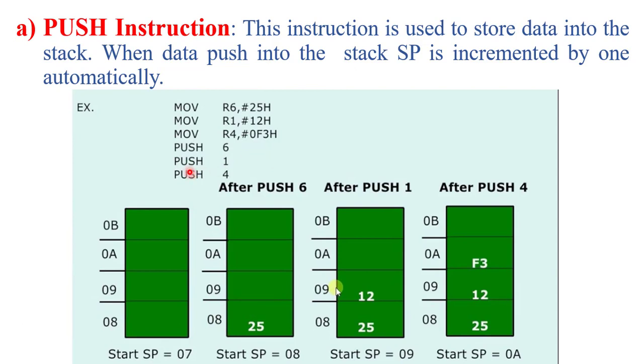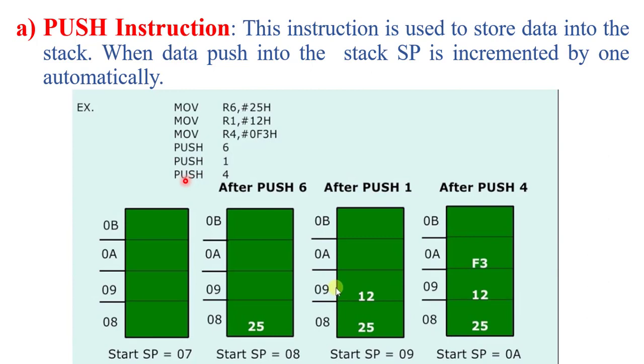Next instruction is PUSH 1. This instruction tells that push the content of R1 register into the stack. So before pushing the R1 content into the stack, the stack pointer is incremented by 1. So the next value of the stack pointer is 09H. When this instruction is executed, the data is stored into the 09H memory location.